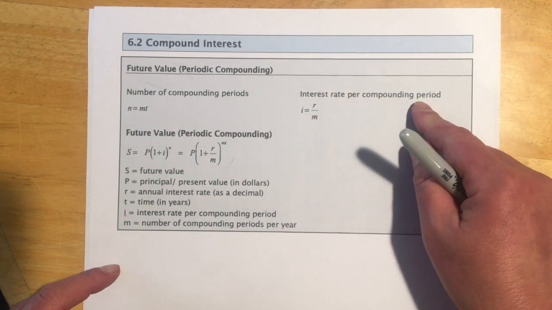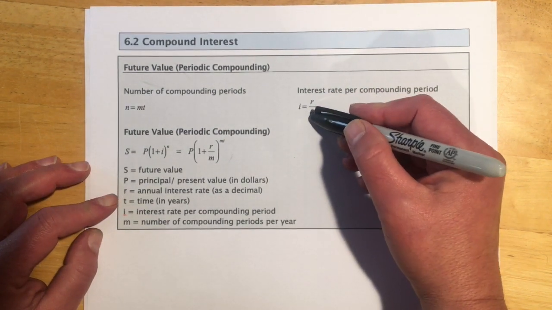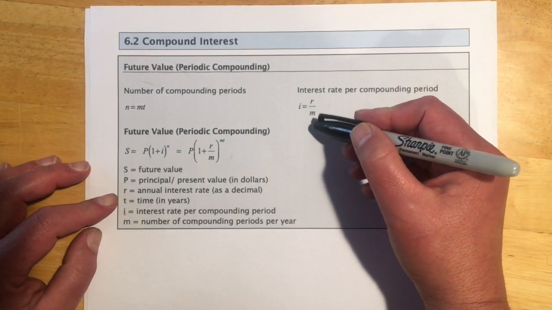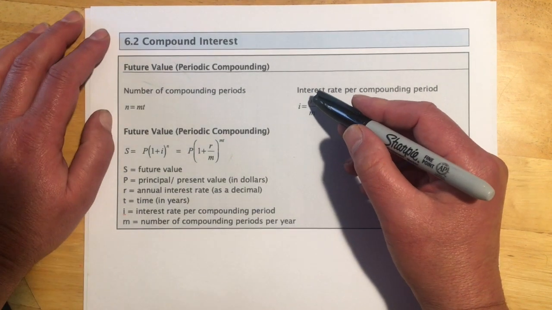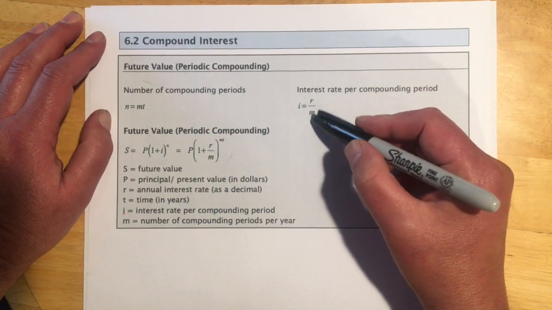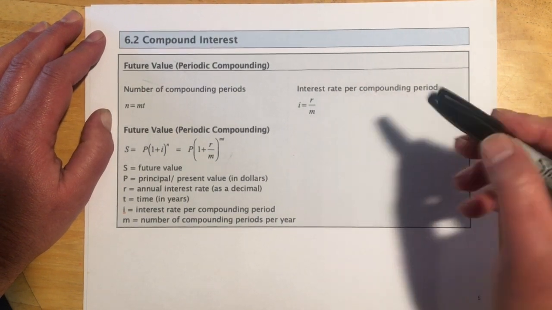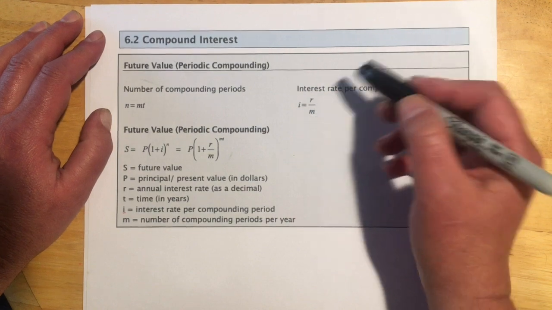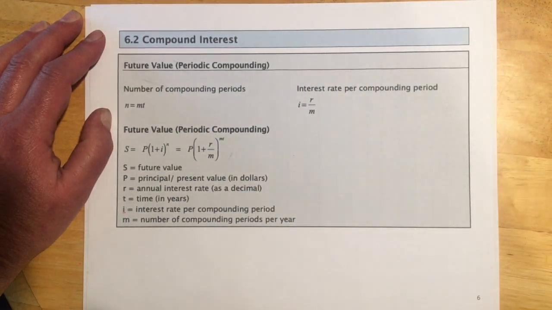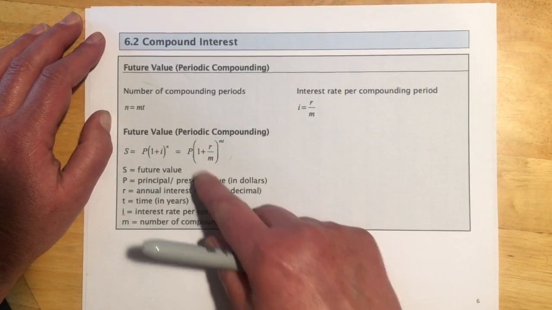Then we have the interest rate per compounding period. So that's the rate, the same one we were using for simple interest, but now that's also divided by the compounding periods. So again, if the interest rate was 10%, and there were 4 compounding periods, then the interest rate per compounding period would be 10% divided by 4, or 2.5% per compounding period. So we'll see those in these formulas.